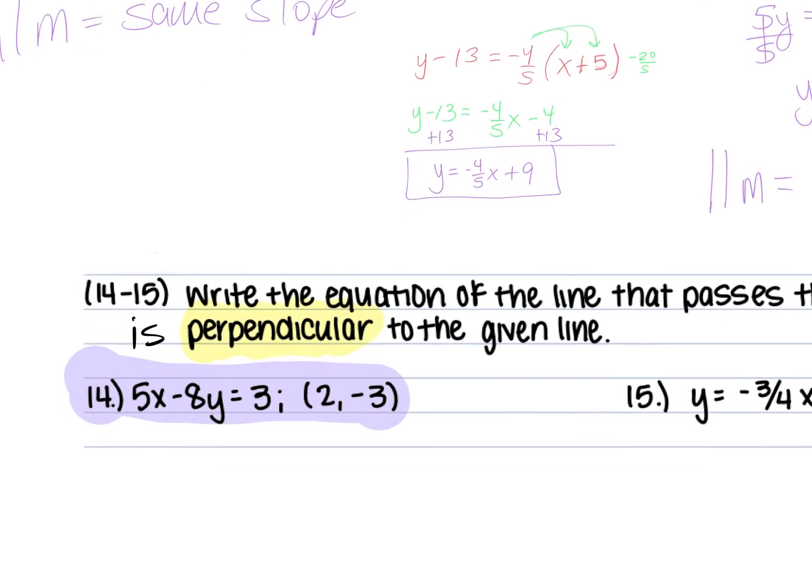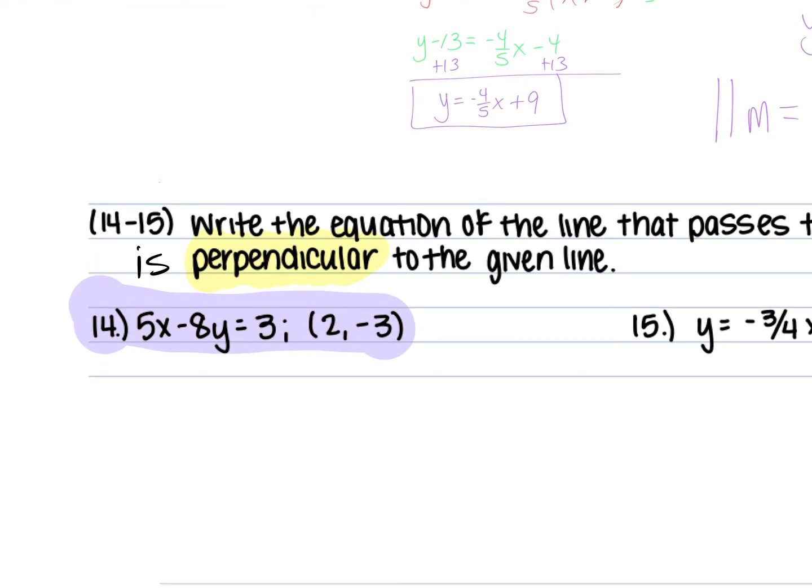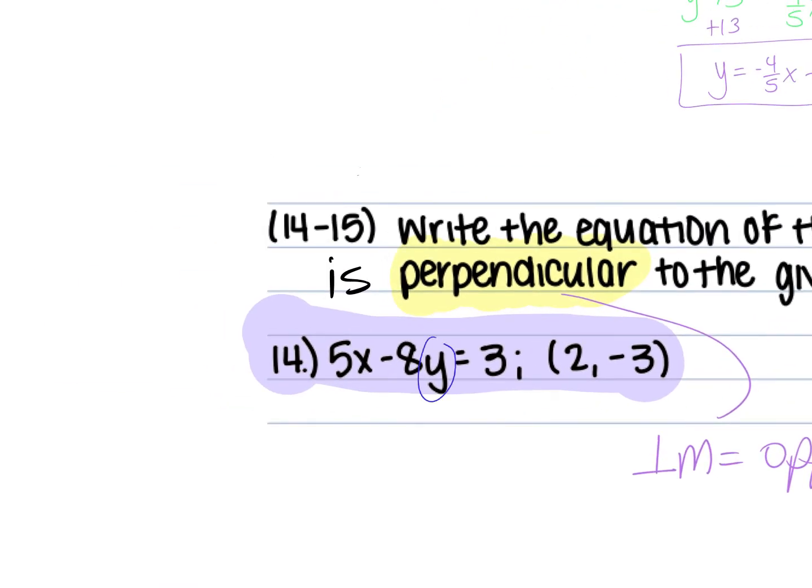Now, how is 14, 15 different? Looks the same, but what does that word perpendicular tell me about my slope? It's opposite signs and reciprocal. So I need to switch the signs and I need to flip. So I'm going to first solve for y here. I'm going to get y by itself. So I'm going to subtract 5x from both sides.